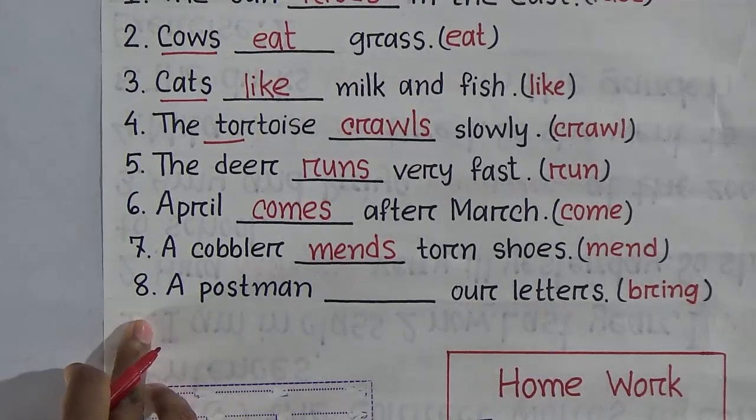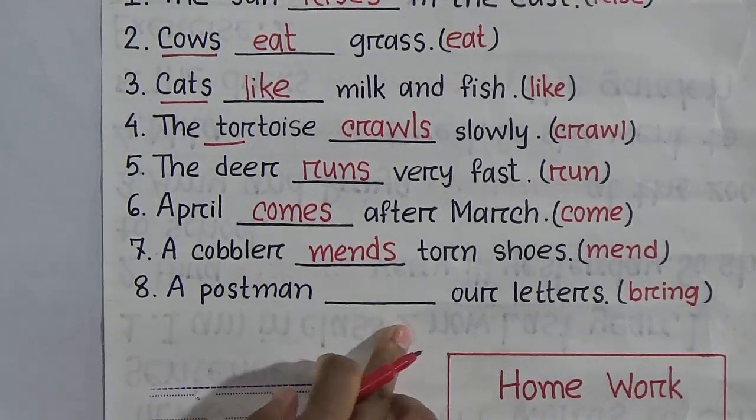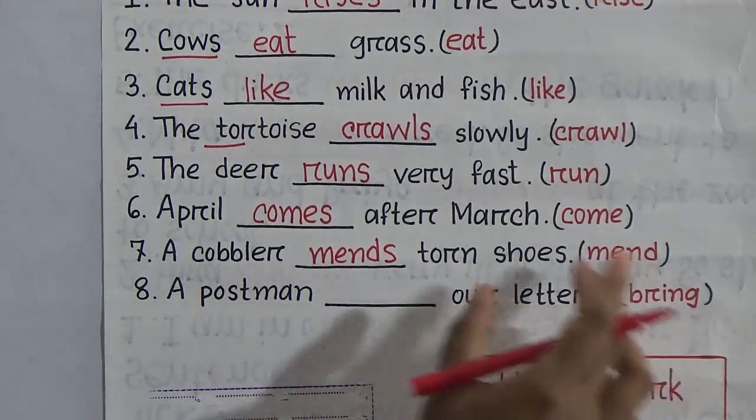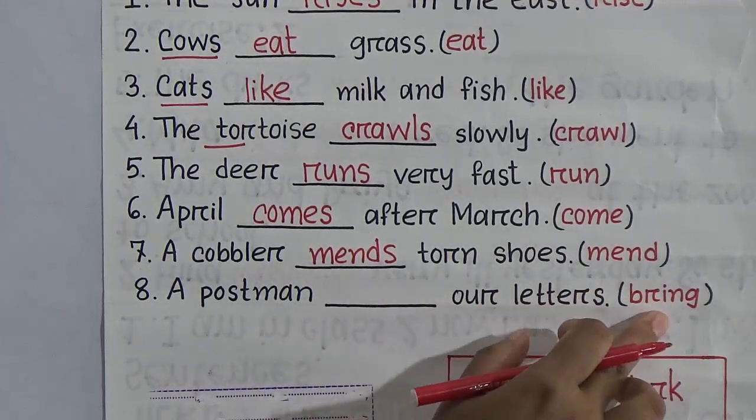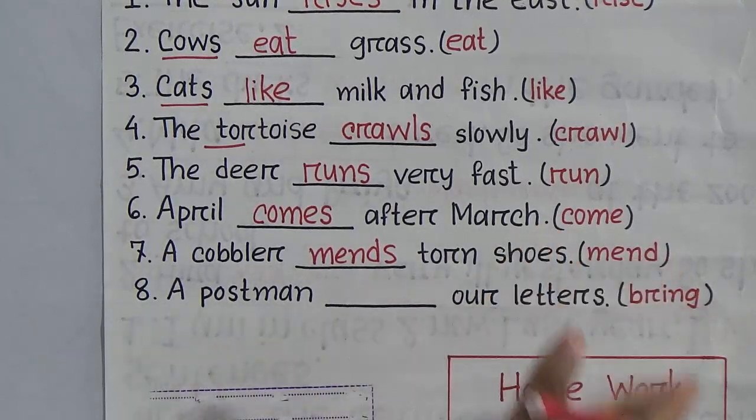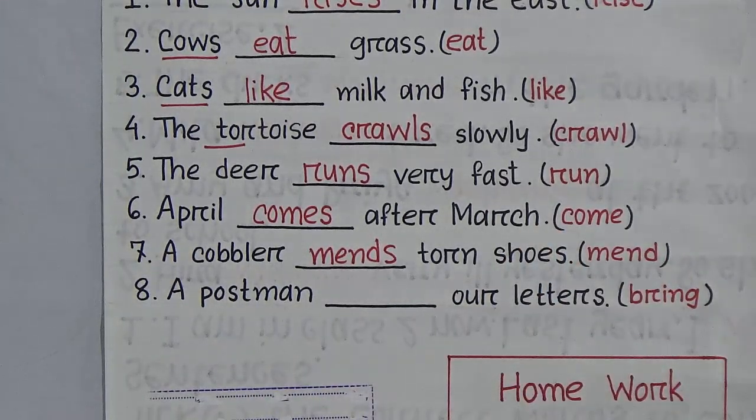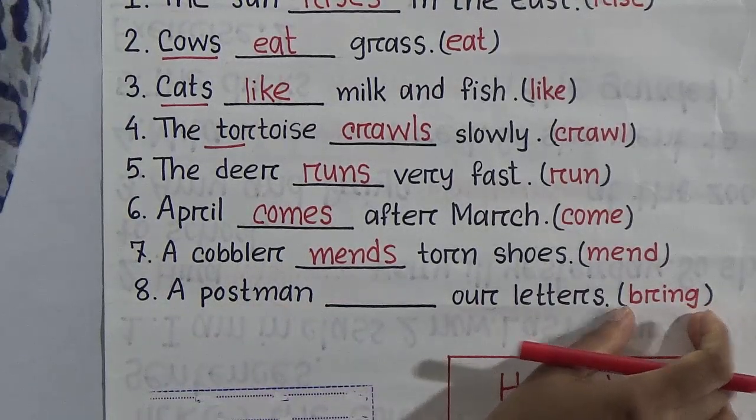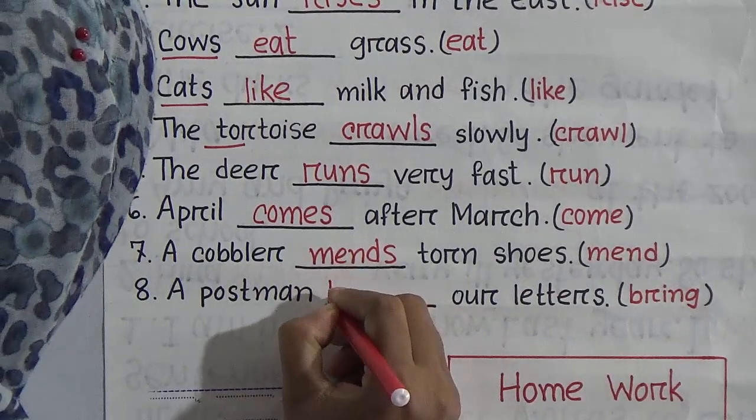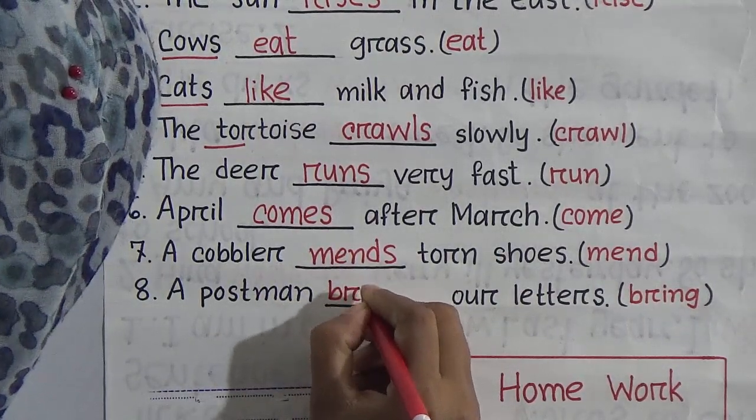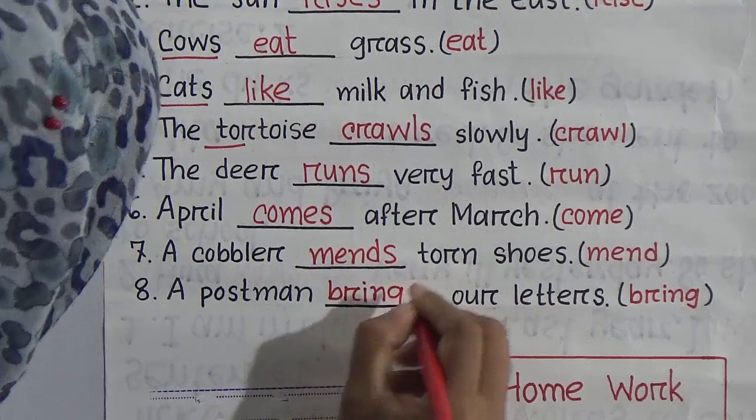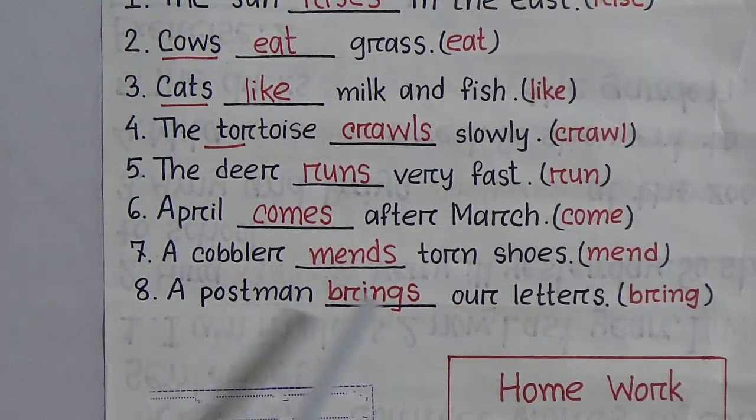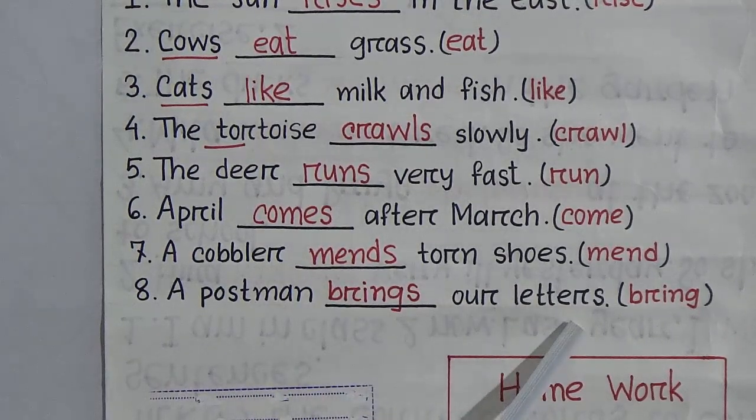Now number 8 and last number. A postman dash our letters. Here we find the given word bring. So which one, root form or adding s or es? We find the subject is singular. So you have to use the singular verb. The singular verb will be brings, B-R-I-N-G and extra s. So the sentence will be a postman brings our letters.